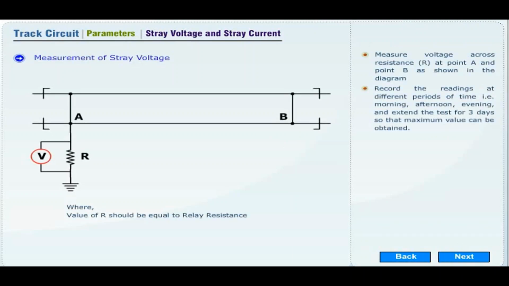Measurement of stray voltage. Measure voltage across resistance R at point A and point B as shown in the diagram. Record the readings at different periods of time, that is morning, afternoon, evening, and extend the test for 3 days so that maximum value can be obtained.